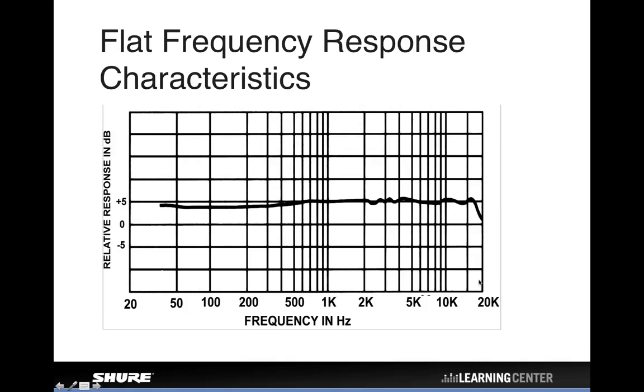But on any frequency response chart, along the horizontal axis is the range of frequencies that humans can hear, from 20 hertz to 20,000 hertz. At least when you're a newborn, you can hear that. I don't know if we can hear that anymore, but at some point in our lives, we could. And then on the y-axis, you're looking at the measured output level of the microphone at those different frequencies.